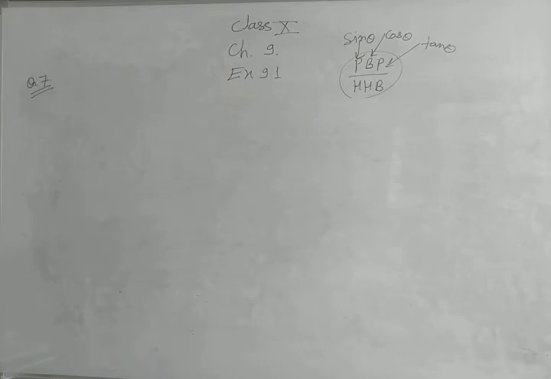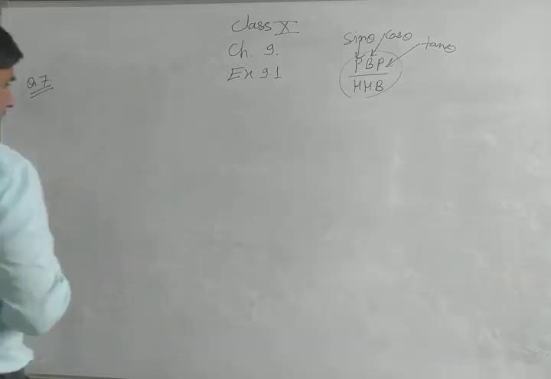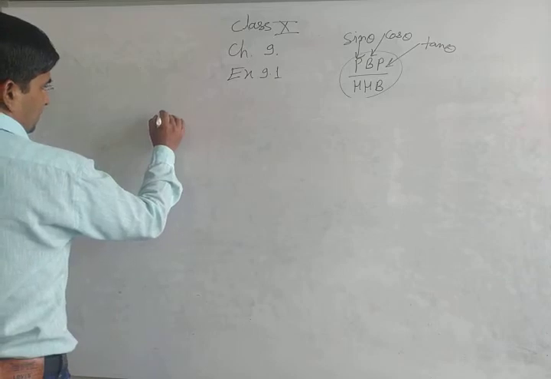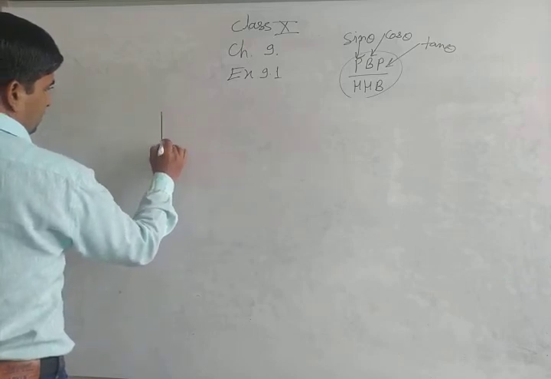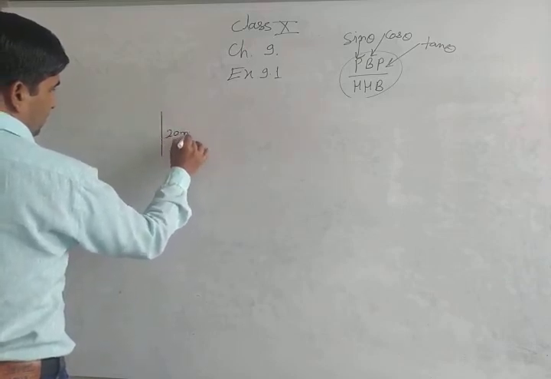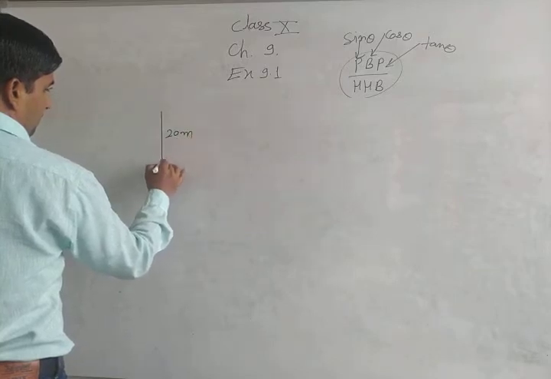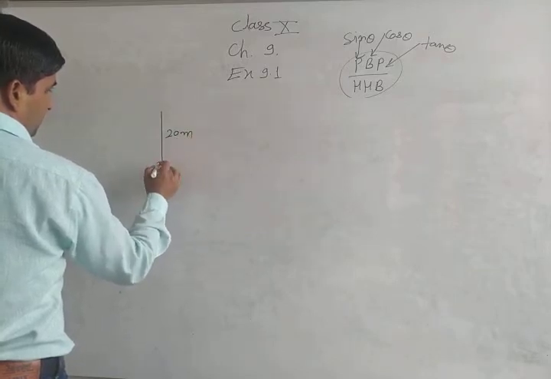Question 7 is: from a point on the ground, the angle of elevation of the top and of the bottom of a transmission tower fixed at the top of a 20-meter high building. Here we assume that this is the 20 meter high building.